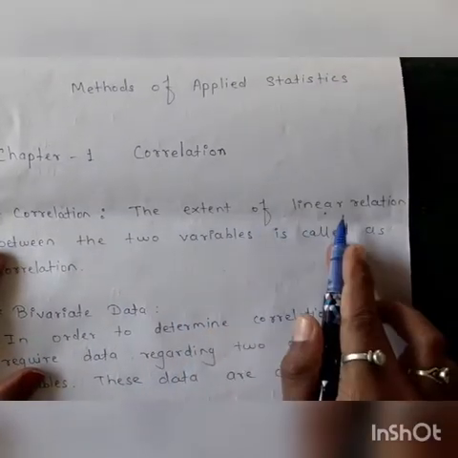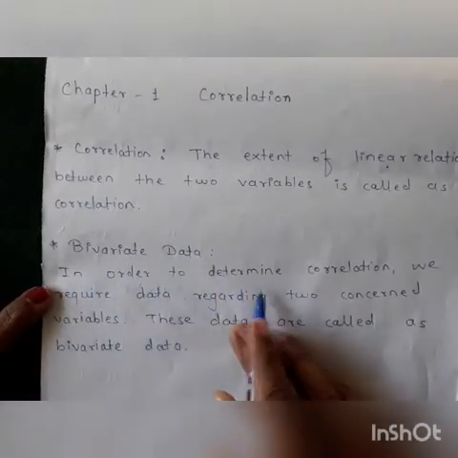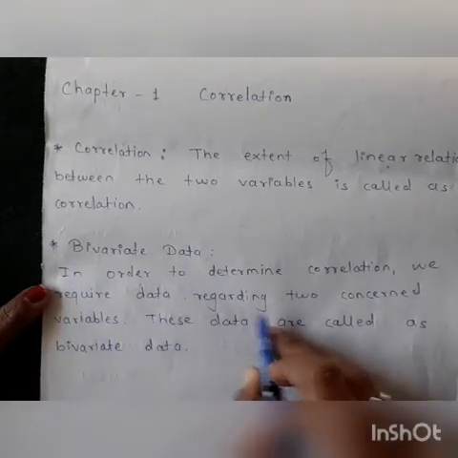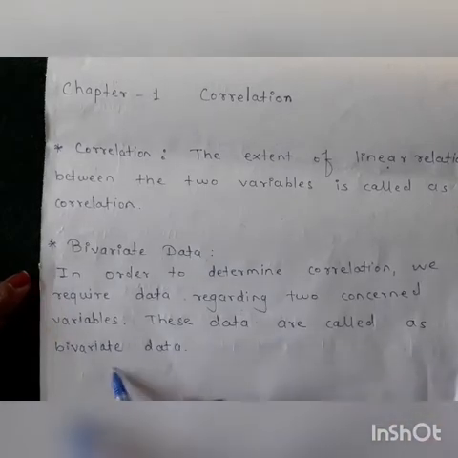The extent of linear relation between the two variables is called correlation. The next definition is bivariate data. In order to determine correlation, we require data regarding the two concerned variables. These data are called bivariate data.